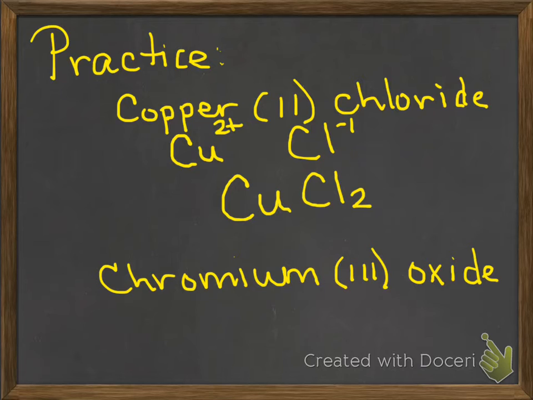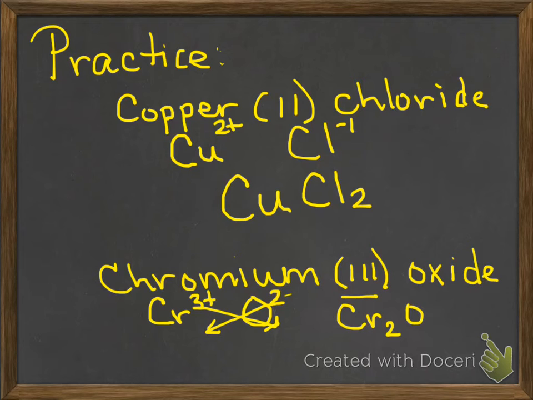What about chromium 3 oxide? Okay, same thing. Chromium is Cr. The Roman numeral 3 tells us it's got a plus 3 charge on the cation. Oxide is just oxygen. You look at your periodic table, it's in group 16, so a minus 2. If we crisscross these, we're going to get Cr2O3 for chromium 3 oxide.